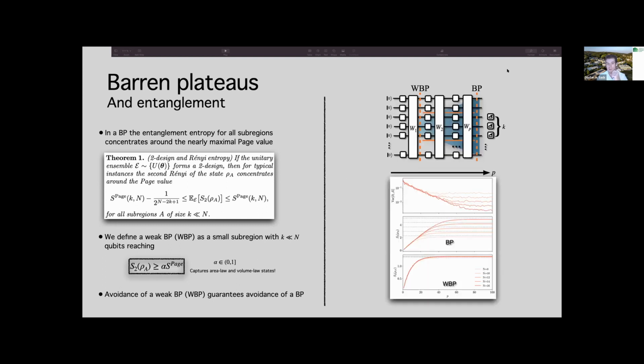So to make this mathematical talk a little bit more concrete, here's an illustration of a circuit. You have these entangling layers, W. A weak Barren Plateau is when there's a small subregion that is maximally entangled with the rest of the circuit. Then as you add entangling layers, the size of this region grows. And once this region has reached the full circuit, this is where a Barren Plateau occurs, a full Barren Plateau. And this coincides with the plot here at the bottom.